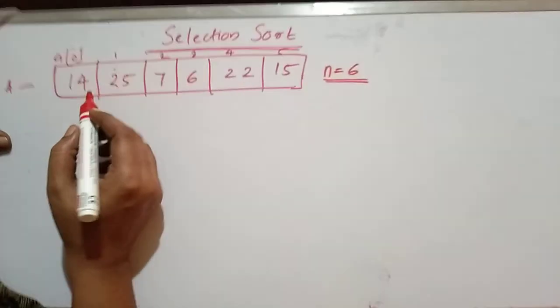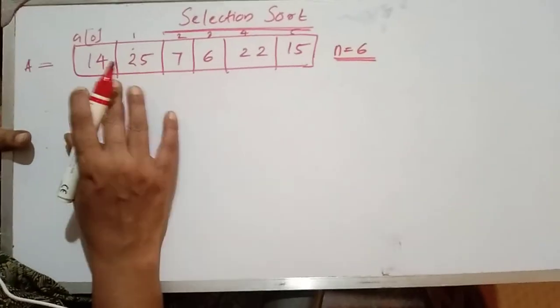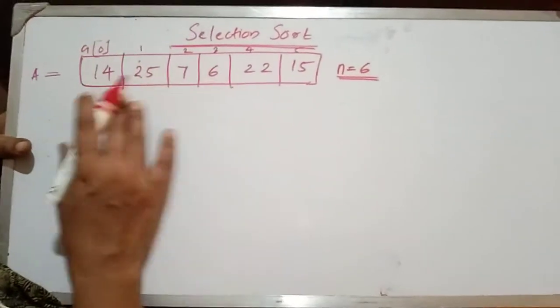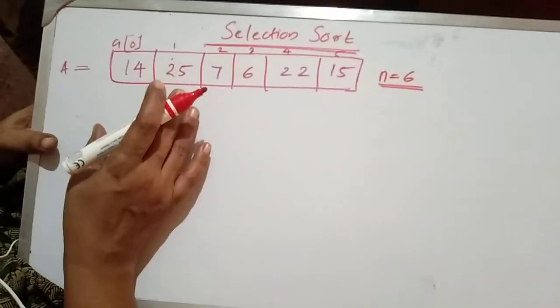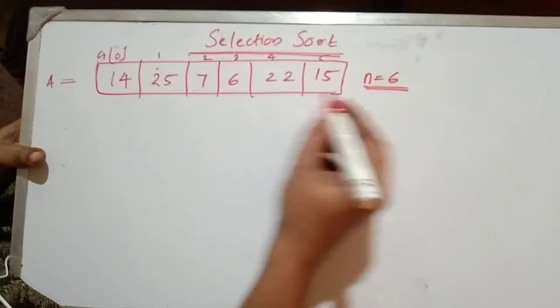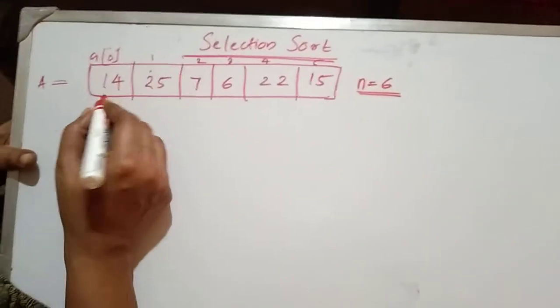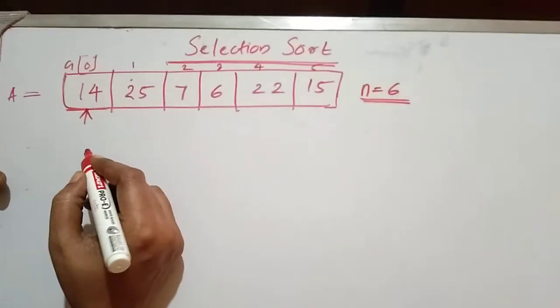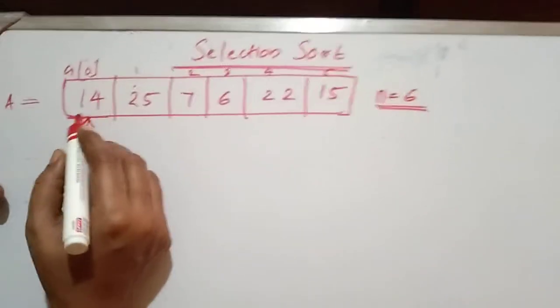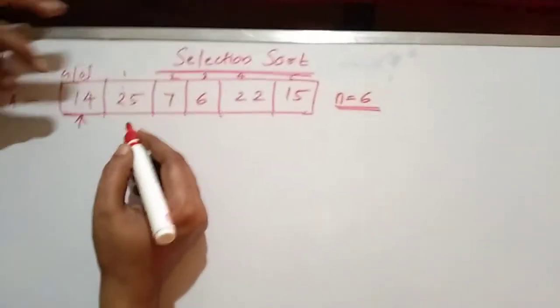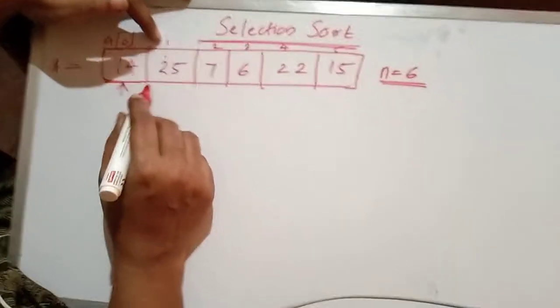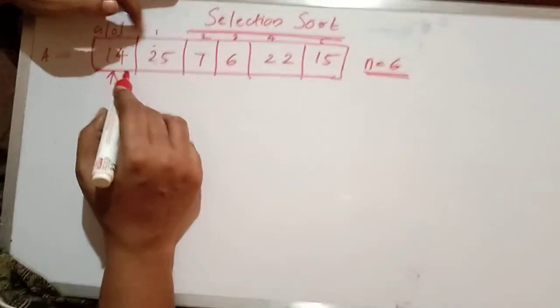Here we are working with a sorted subarray and an unsorted subarray. We arrange one side as sorted and the other side as unsorted. First we assume the first element in the array is the sorted one. Here A[0], the first element, is 14, and we compare it with all the elements. First we check 14 with 25. It is greater than 14, so no change.